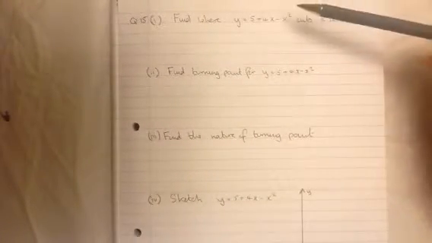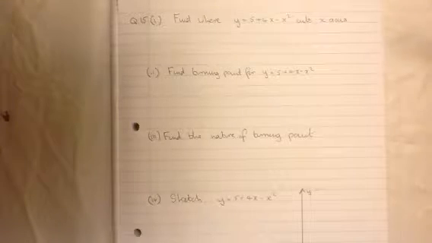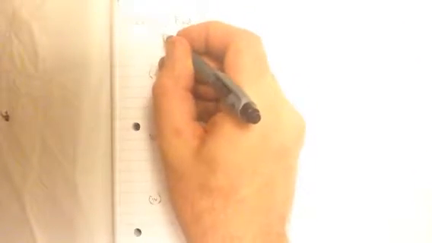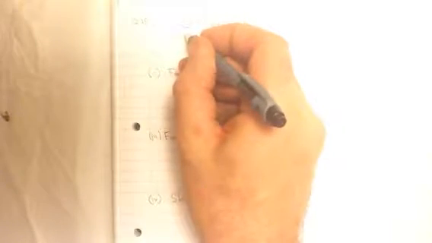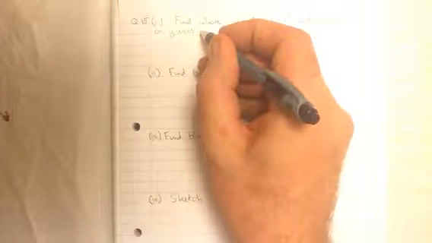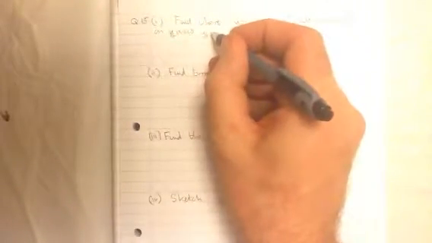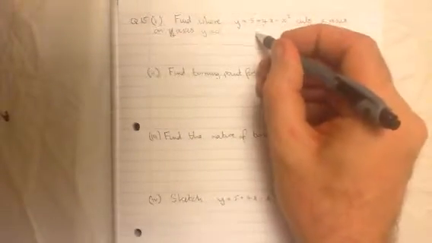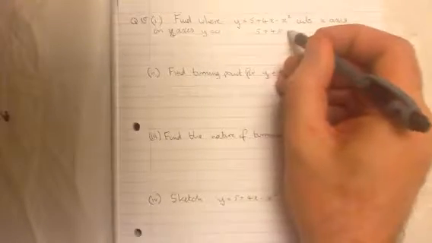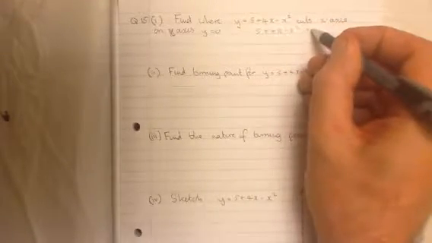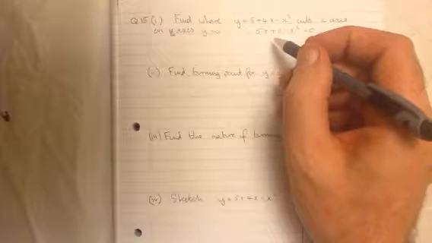So in the first part of this question, we've been asked to find where this curve cuts the x-axis. So all curves cut the x-axis where y is 0. On the x-axis, y is 0. So we're solving the equation. Okay, so we factorize that.